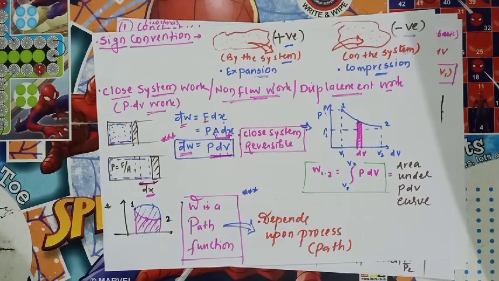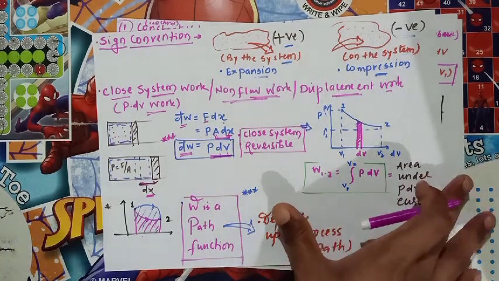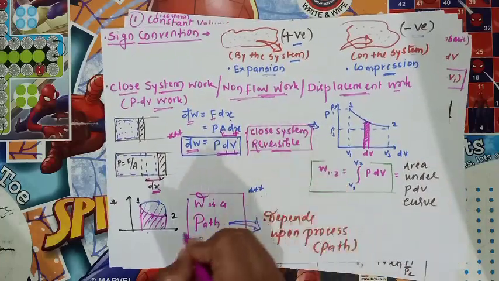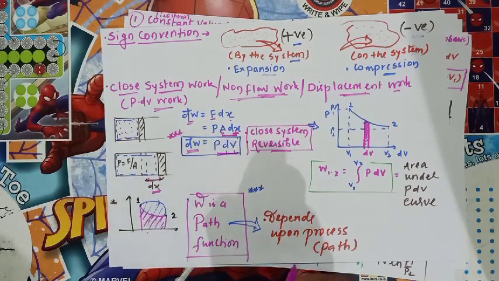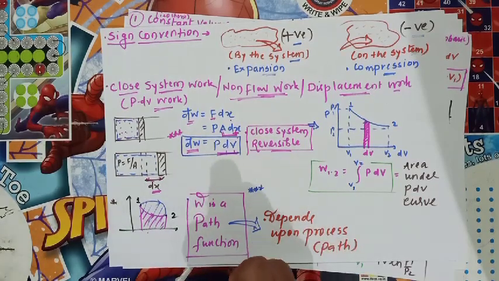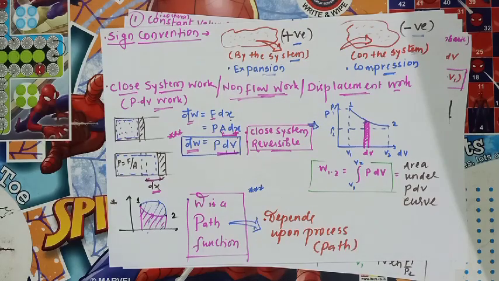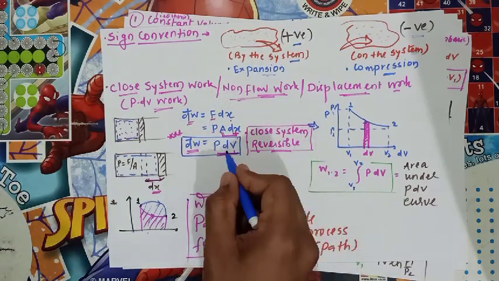This you can apply for the closed system only, number one. So you must check whether your system is closed or open. And the second one, you can apply this formula for the reversible process. You cannot apply this formula for the irreversible process. So these two criteria you must remember, that is where to apply this PdV work formula.